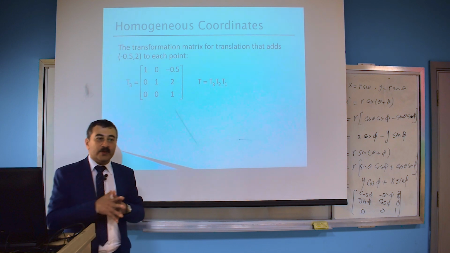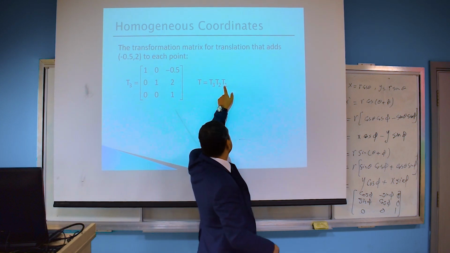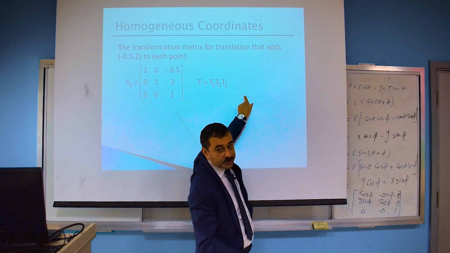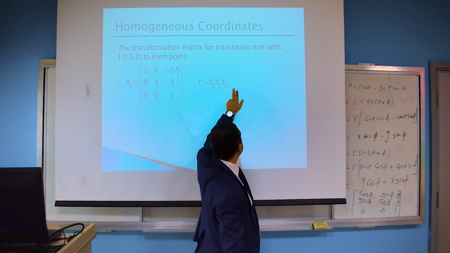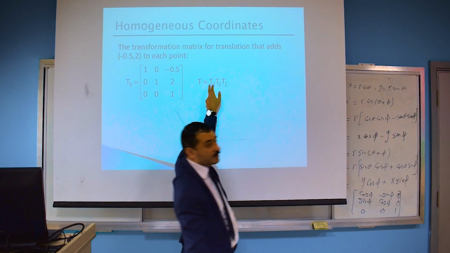T3 T2 T1. Because this guy is going to be applied first on your object here. Okay, your vector is written here actually, so T1 is the first effect, then T2, then T3.